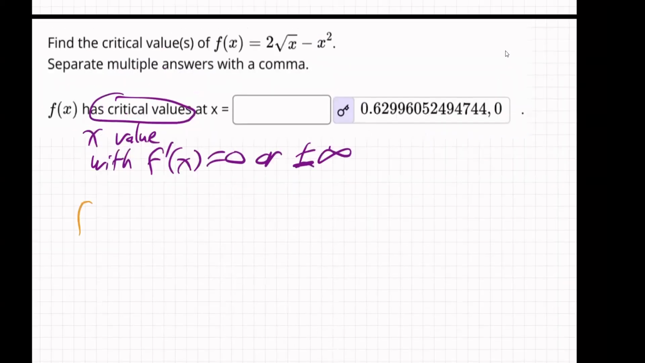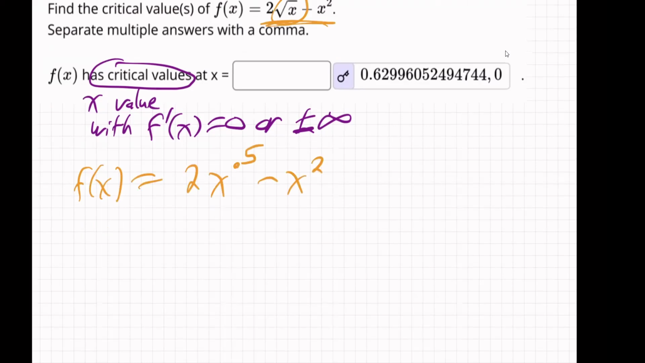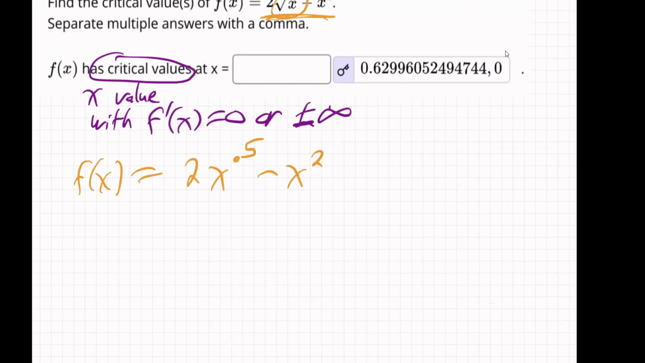But we're going to take the derivative. So let's bring this function on down. So here's our function. I'm going to rewrite that as a half power, or really, how about a 0.5? That might be even easier, right? Square root of x, remember, is the 0.5 power.